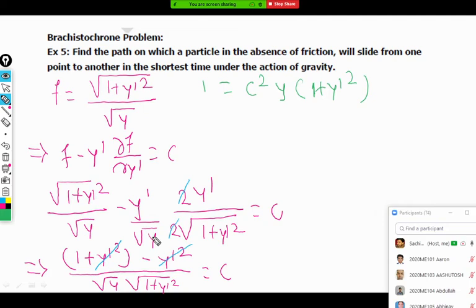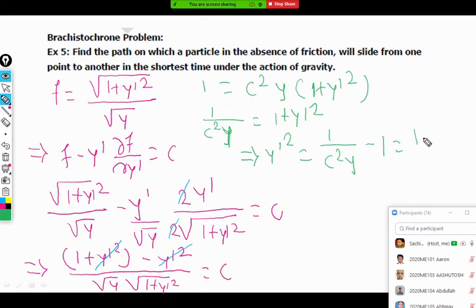So obviously it comes like 1 by c square y is equal to 1 plus y dash square. So y dash square is 1 upon c square y minus 1. So this comes as 1 minus c square y upon c square y. We want y dash only, so y dash is equal to root of 1 minus c square y divided by c root y.